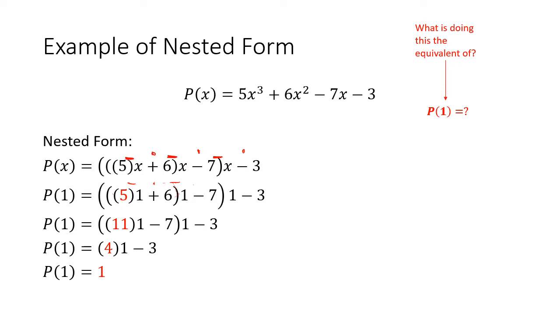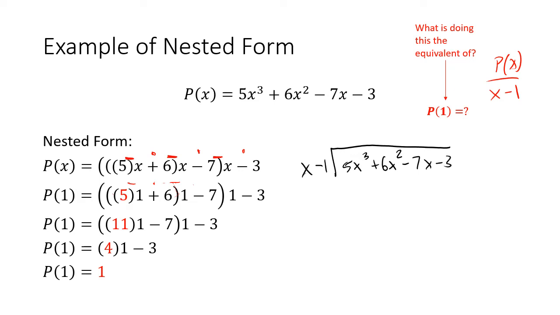Now, let's actually do this division, because the equivalent of evaluating polynomial p of 1 is just dividing by x minus 1. This is the same thing as p of x divided by x minus 1. So let's actually do p of x divided by x minus 1. So we have 5x cubed plus 6x squared minus 7x minus 3 divided by x minus 1.